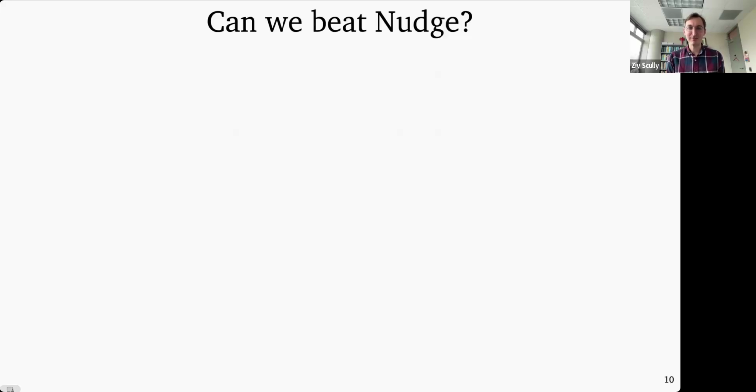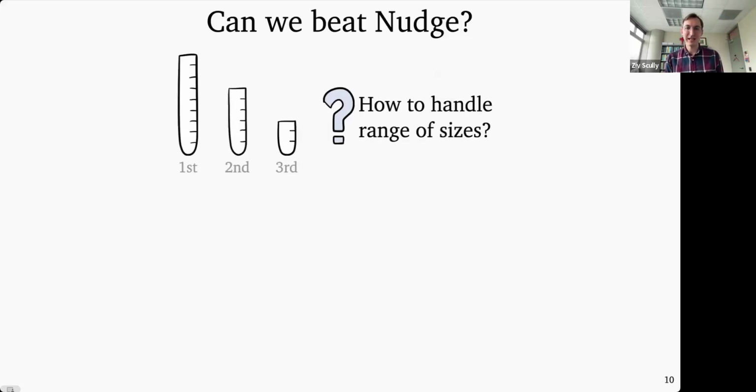Can we beat nudge? I think the main drawback the state of the art in nudge has right now is it buckets jobs into short and long, right? And so if we can answer this question, how do we handle a range of job sizes? Then we have a good chance of being able to improve upon nudge.